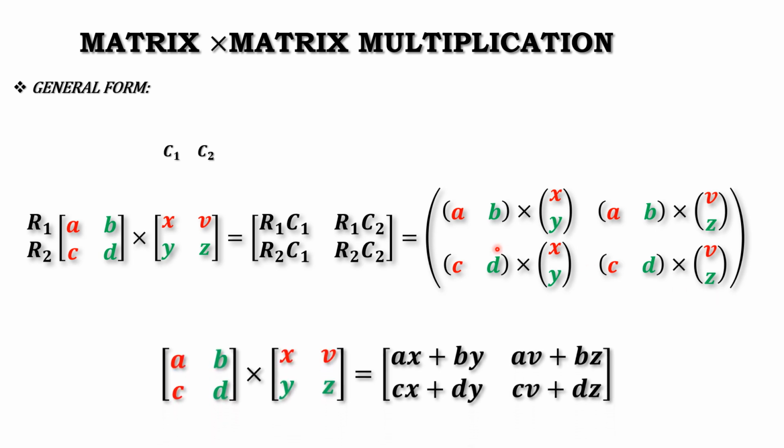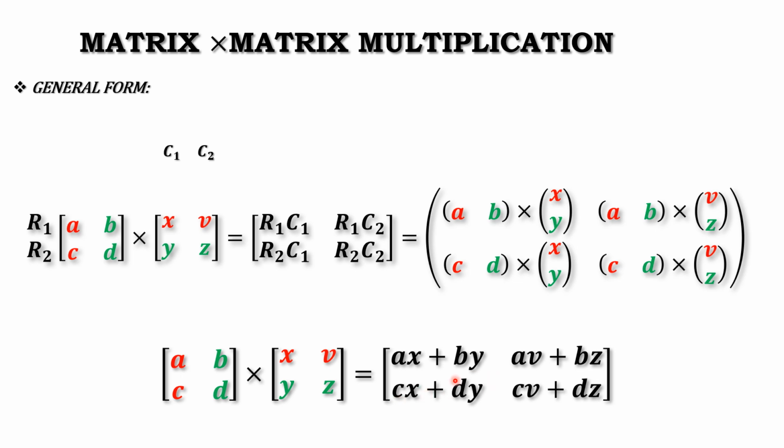Good. Then our final expression will be a scalar of ax plus by, av plus bz, cx plus dy, then cv plus dz. That is scalar multiplication. The colors will multiply themselves. Then c will multiply x here, color red multiplying themselves. Then color green multiplying themselves.